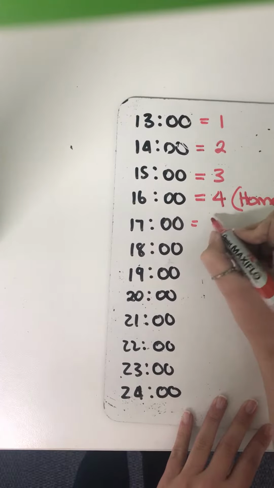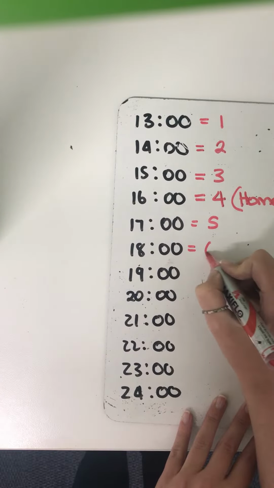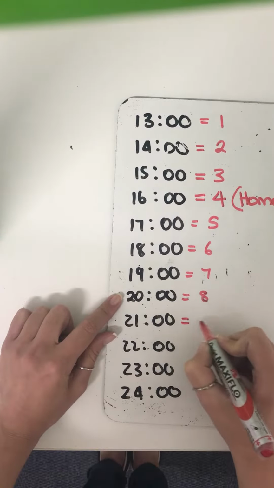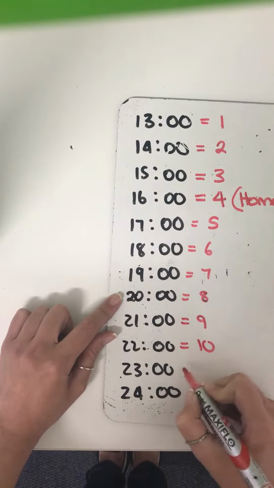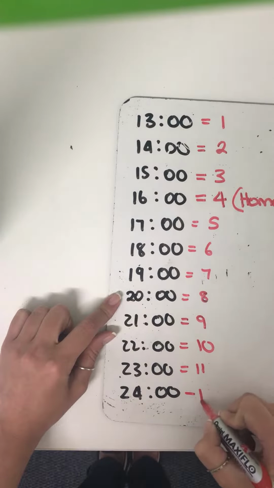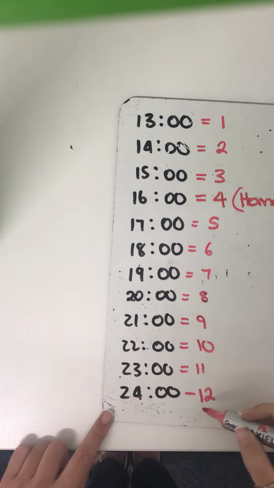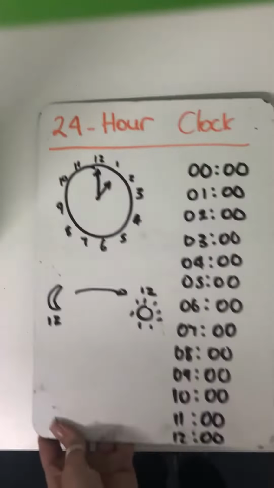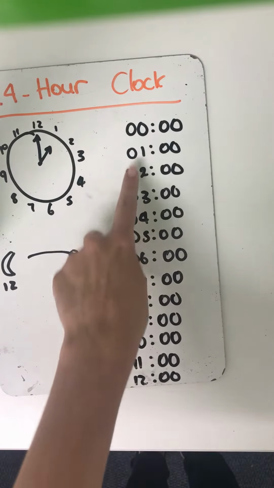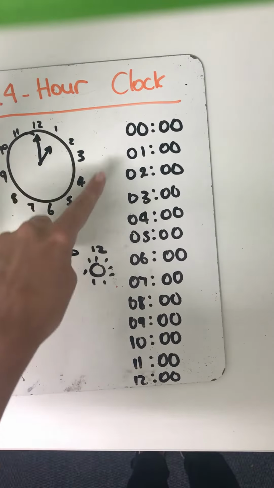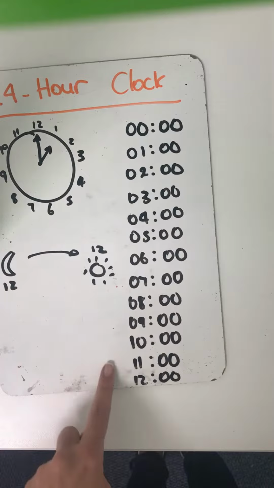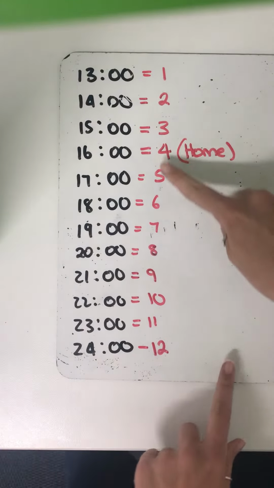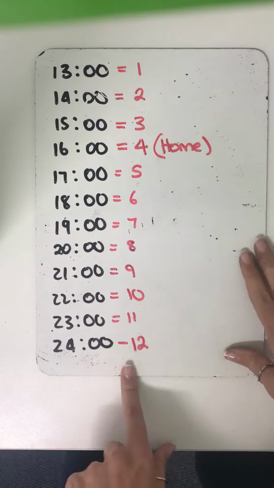Then we have 1700 hours, which is 5 o'clock, 18 is 6 o'clock, 19 is 7 o'clock, 20 is then 8 o'clock, 9 o'clock, 10 o'clock, 11 o'clock, and then 12 o'clock at night, which then changes back to 12 o'clock in the morning. And it goes on and on and on as the clock goes round and round and round. We go all the way through the night to daytime, and then we start again in the afternoon, going all the way back to night time again.